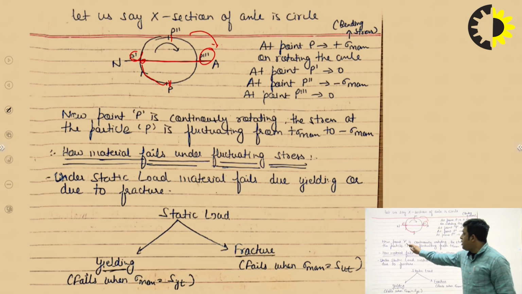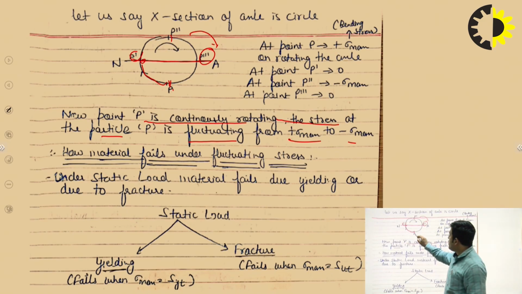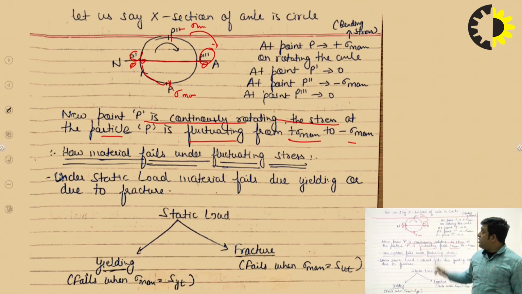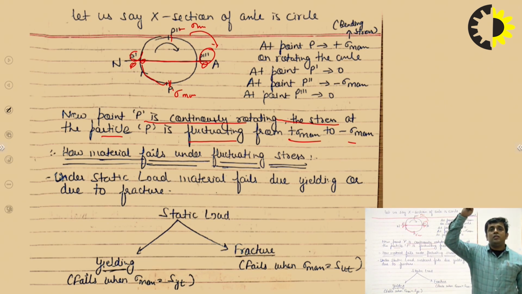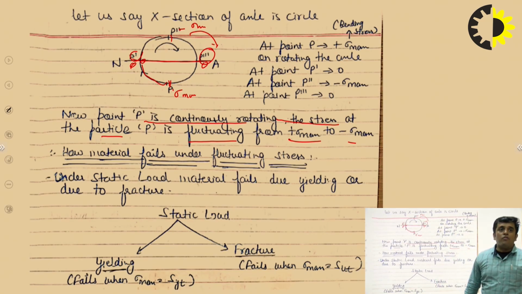Now point P is continuously rotating. The stress of the particle P is fluctuating from sigma max to minus sigma max. Here it is sigma max, here it is minus sigma max, and here it is 0. So this is the example of completely reverse stress. You have the same amount of maximum stress at two opposite points, but the direction is opposite. So this is the example of completely reverse stress.